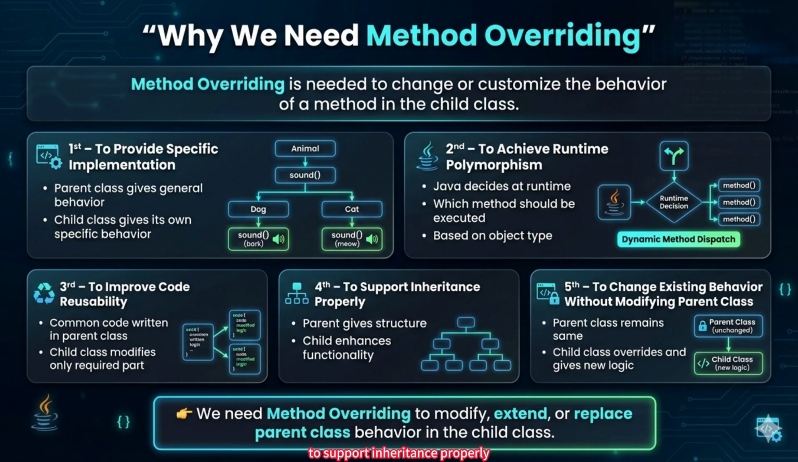To support inheritance properly, parent class provides structure. Child class enhances or modifies functionality. So overriding works perfectly with inheritance. To change existing behavior without modifying parent class, parent class code remains same. Child class can override and give new logic. This makes our program flexible and maintainable. In simple words, we need method overriding to modify, extend, or replace parent class behavior in the child class.